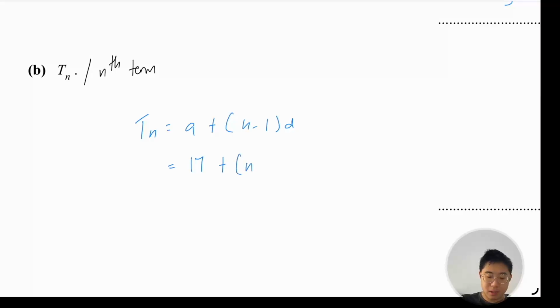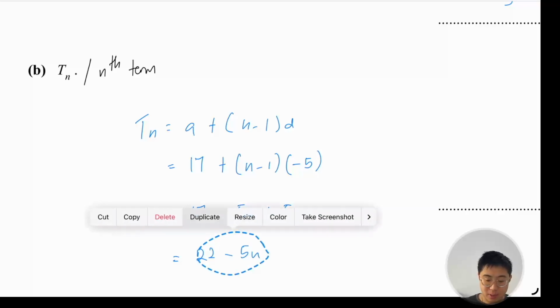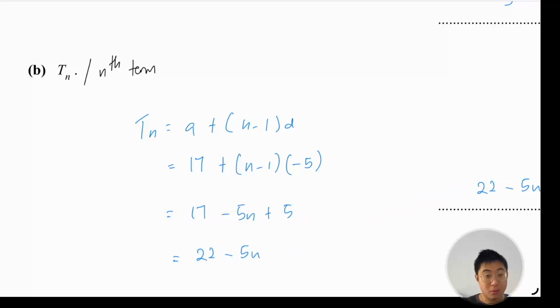Plus n minus 1. The d, the common difference, we found out it is minus 5, right? That's how you get the subsequent numbers. So minus 5. 17, we'll simplify it, plus, oh no, negative 5n plus 5. You'll have 22 minus 5n. And that is your answer. Okay. And then we'll just write this in that answer space over there. And then we can move on.